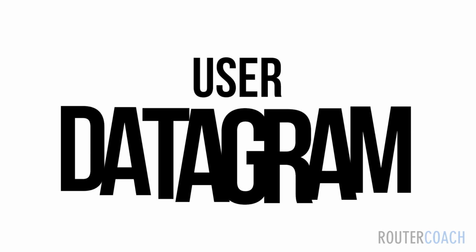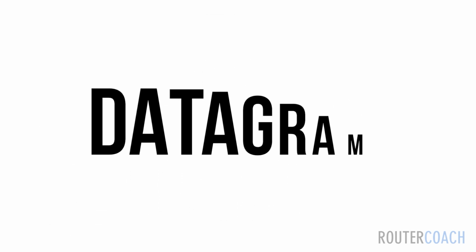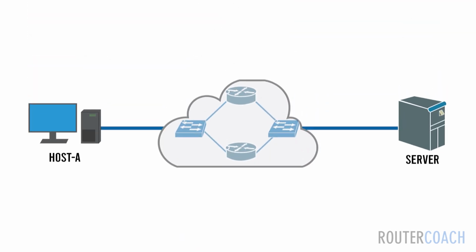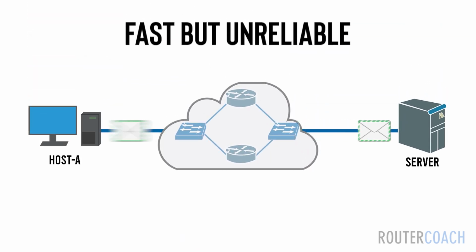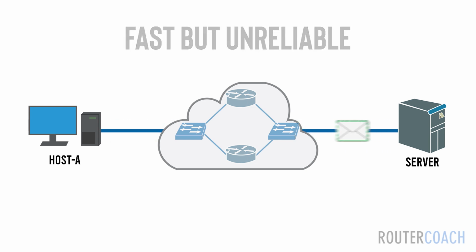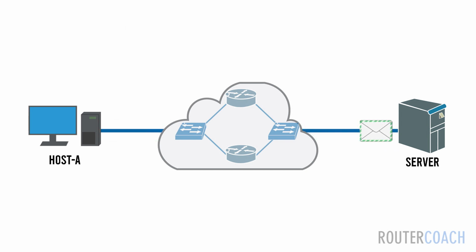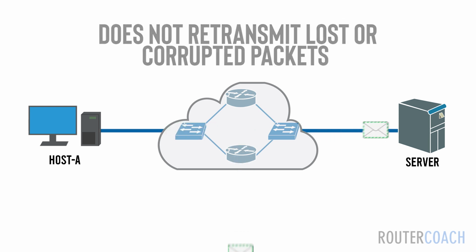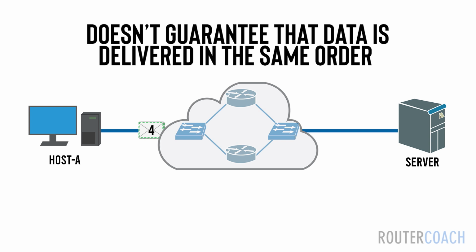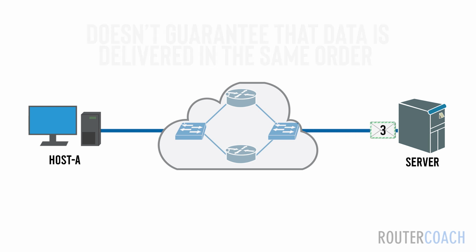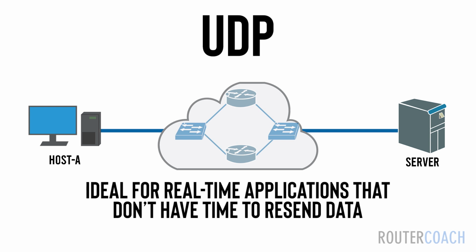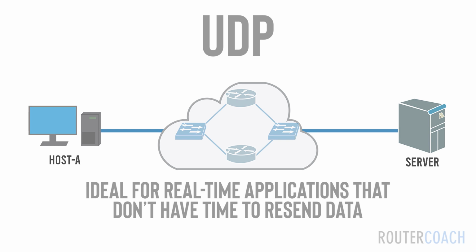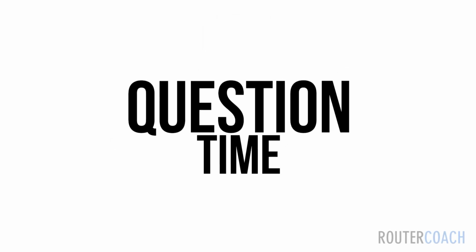UDP stands for User Datagram Protocol. Unlike TCP, UDP doesn't need to establish a connection to begin sending data and provides fast but unreliable delivery of data segments. Because there is no error checking or connection established, UDP packets are less than half the size of TCP packets. UDP also does not retransmit lost or corrupted packets and doesn't guarantee that data is delivered in the same order in which it was sent. For this reason, UDP is ideal for real-time applications that don't have time to resend data such as video conferencing and online gaming.